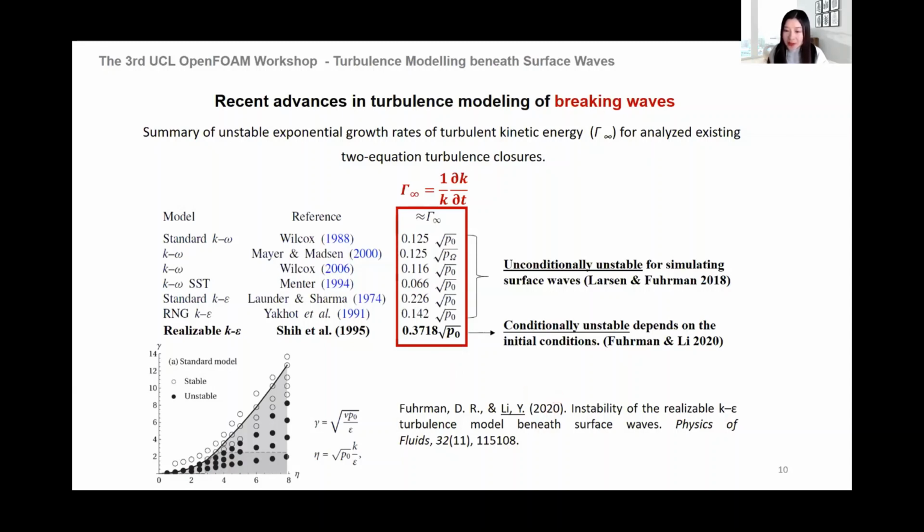We also proposed a method to formally stabilize this model, and this work was published in Physics of Fluids. If you are using this model and are interested in this work, you can have a look at this paper.